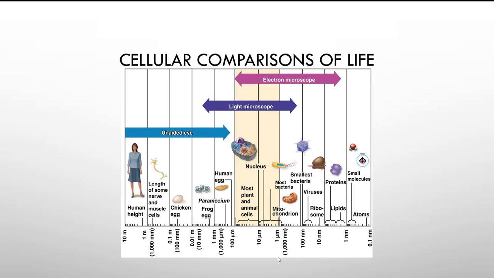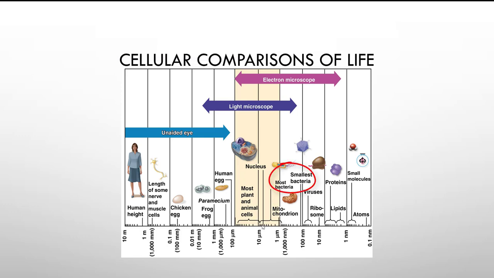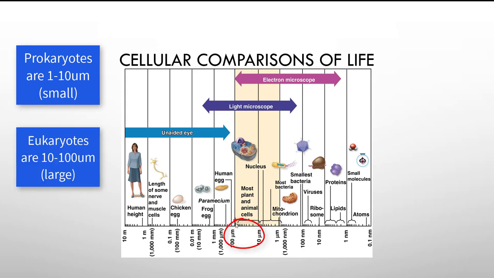An example of a prokaryote is bacteria. So here are our bacteria, and they lie around 1 to 10 micrometers on average. So they're very, very small compared to our eukaryotic cells. Eukaryotic cells, for example plant and animal cells, range from about 10 to 100 micrometers.